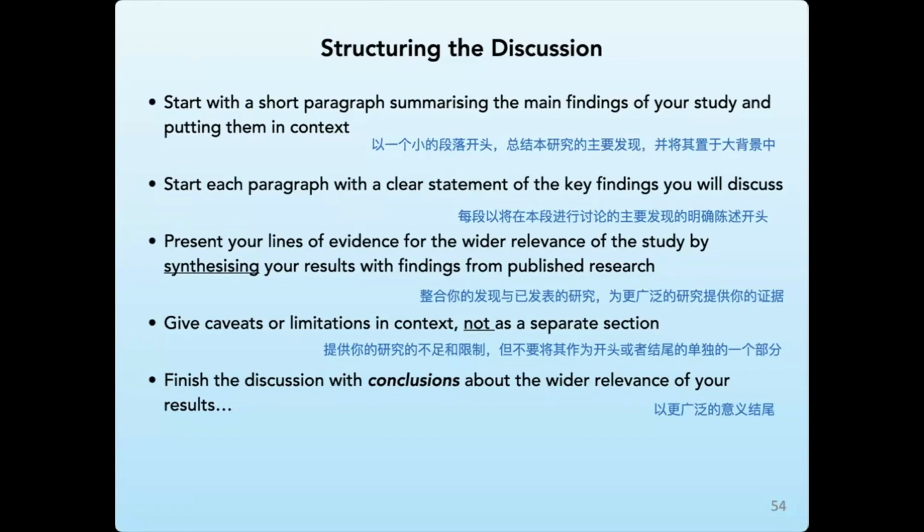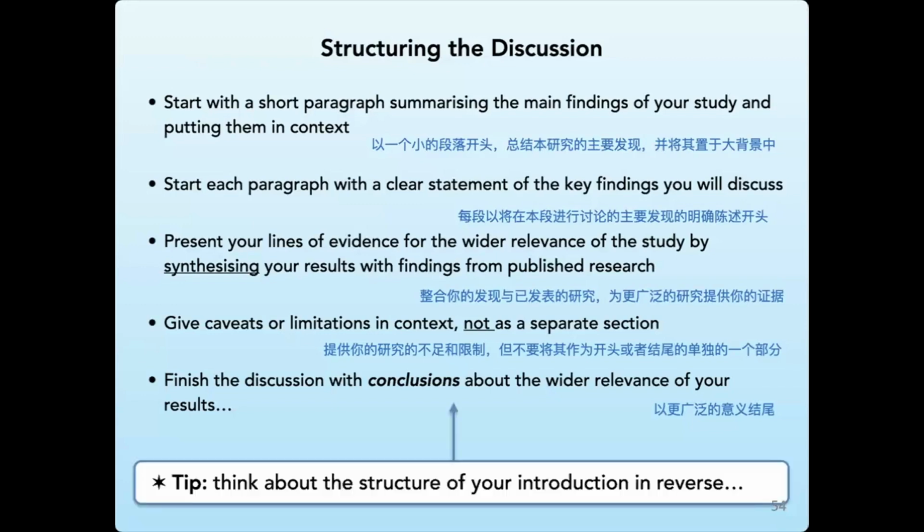And then, of course, you want to finish the discussion with conclusions about the wider relevance of your results. And here you can think about the way you structured your introduction in reverse. So you started with the global context, you gave the scientific context, and then the general issue the study was going to address, ending with the study. And now you're starting with what you found and drawing conclusions about that wider context, showing the relevance of the study in that wider context.